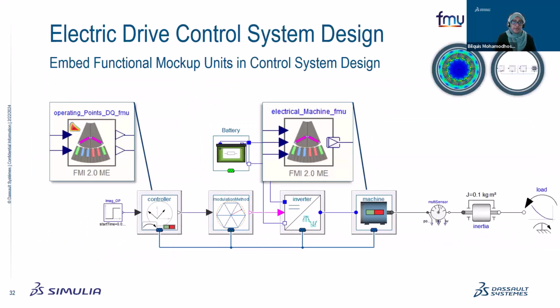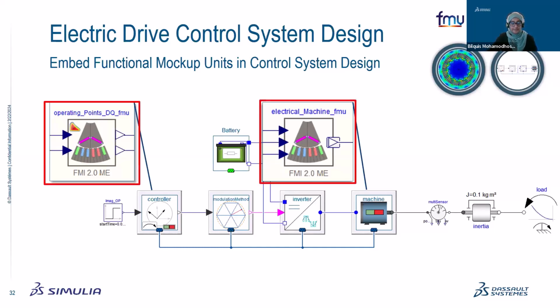So just a brief word on control systems. Once we have the FMU derived from CST, for example, we can easily integrate that into our system level. For example, when we have the controller, we can use the operating points from the FMU and then input that into the controller, or also for the machine on the system level.